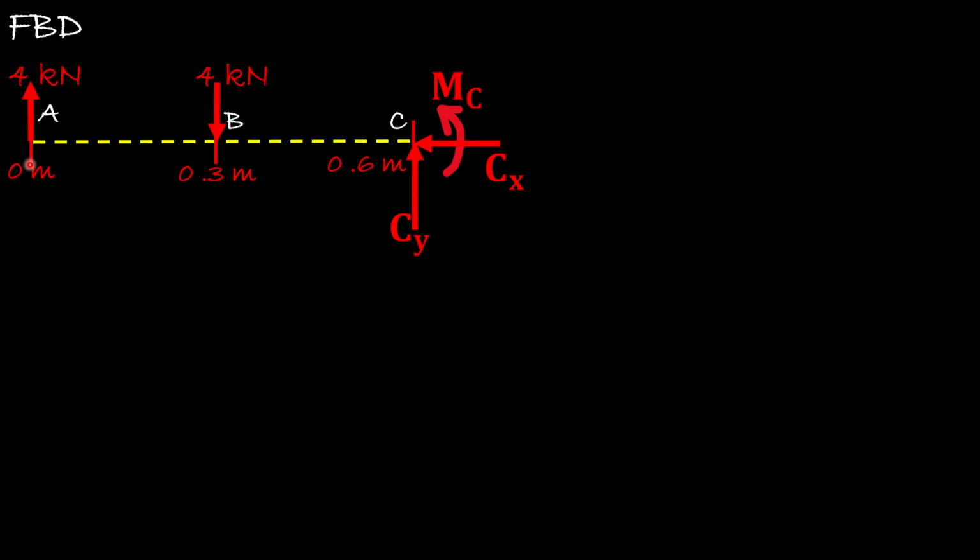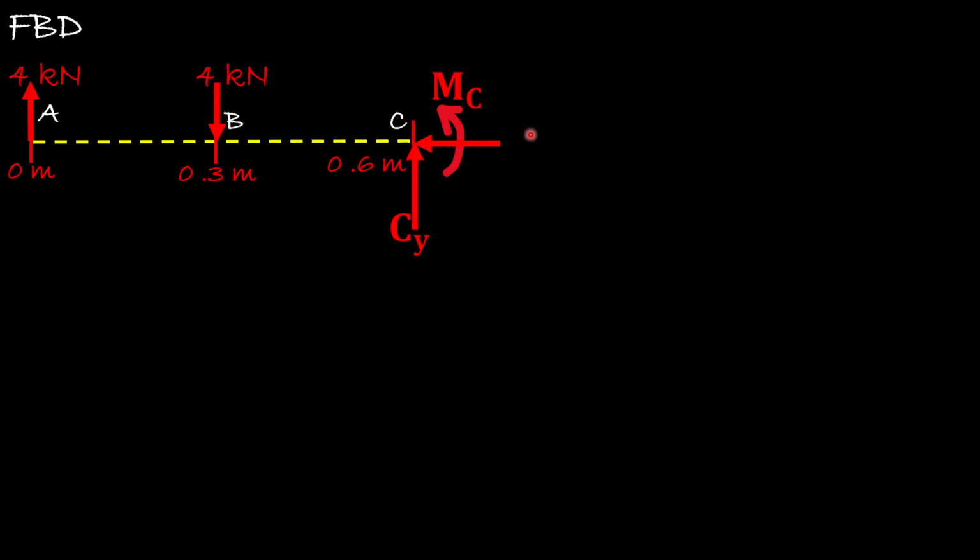The beam starts all the way on the left-hand side at 0 meter at location A, and we have a vertical force of 4 kilonewton. Going to the right, 0.3 meter at location B, we have an applied concentrated load of 4 kilonewton. Going 0.3 meter again gives you 0.6 meter from location A. At C, we have a fixed support. Fixed support restricts the movement in the vertical and horizontal direction.